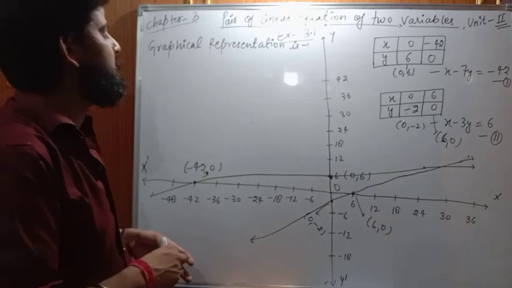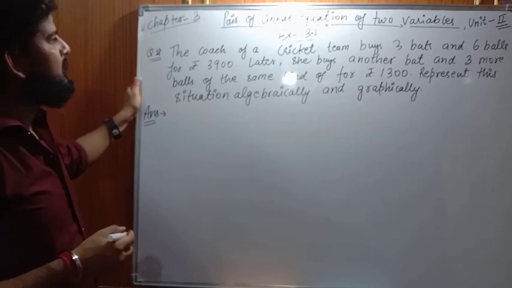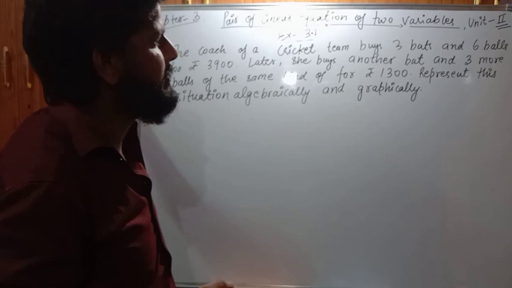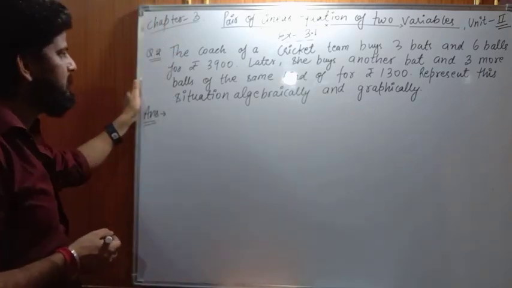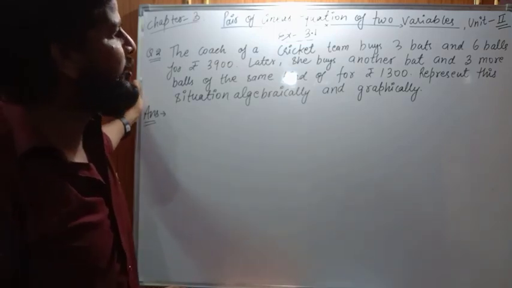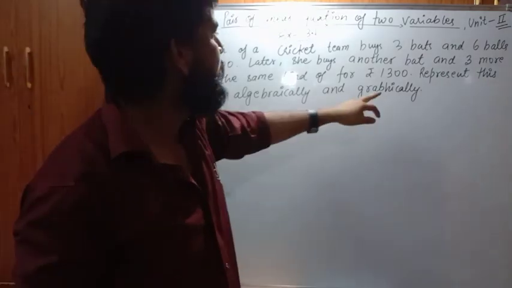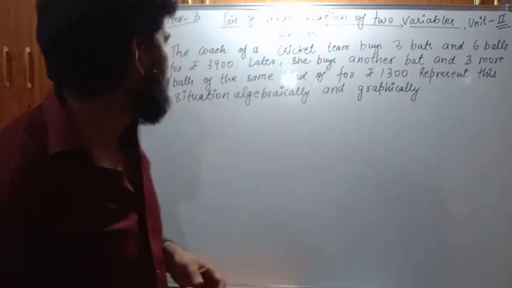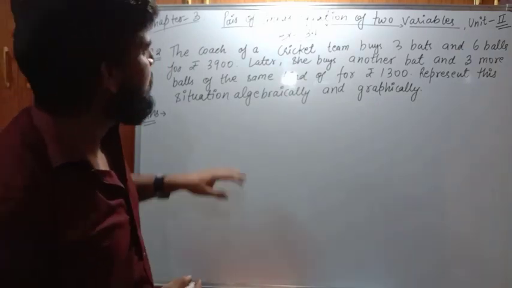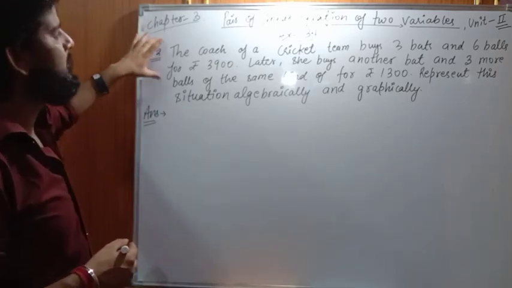Now come to the next question of exercise 3.1. So the second question is: the coach of a cricket team buys 3 bats and 6 balls for rupees 3900. Later she buys another bat and 3 more balls of the same kind for rupees 1300. Represent this situation algebraically and graphically. So again we have to represent the situation algebraically and graphically. In this question also there are 2 scenarios.